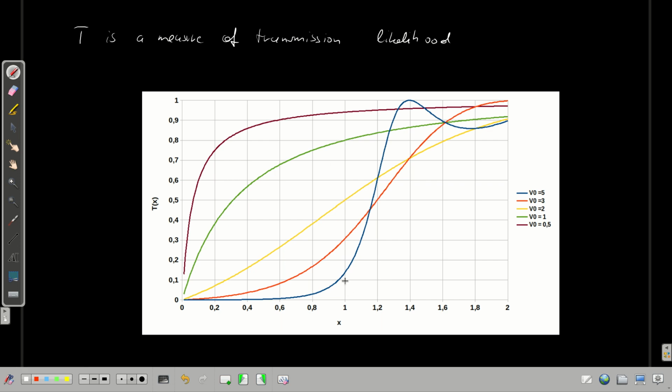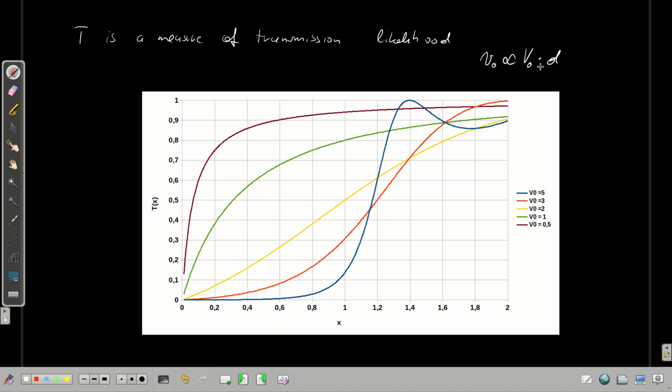And here we have different values for v naught, and v naught is proportional to v naught times the width of the potential energy barrier, the value of the potential energy at the barrier. And you see that if v naught goes up, the probability of transmission goes down. Same is true for the width of the potential energy barrier.